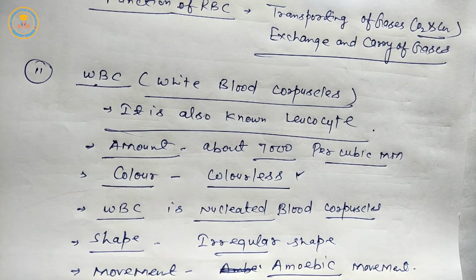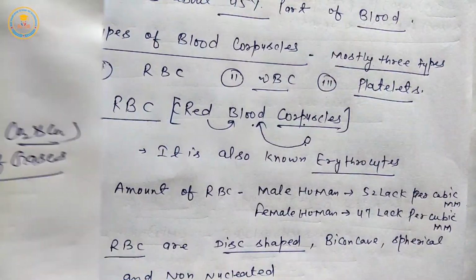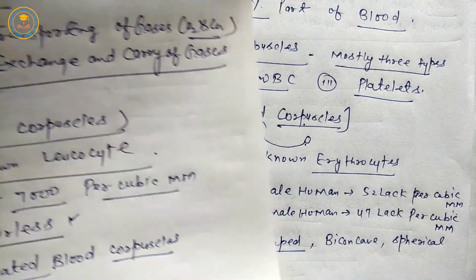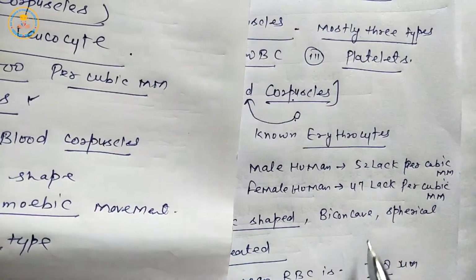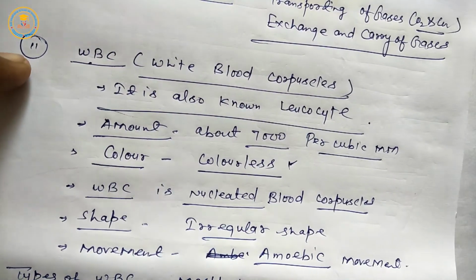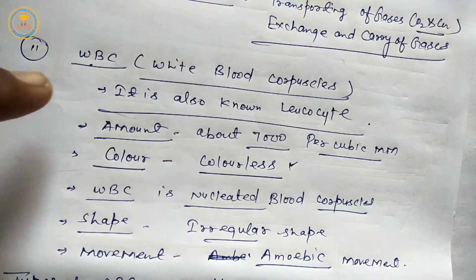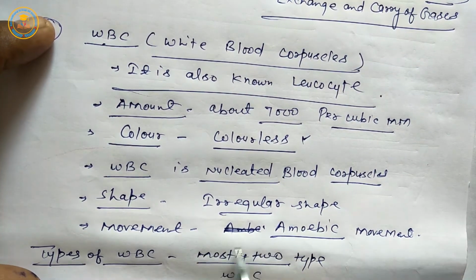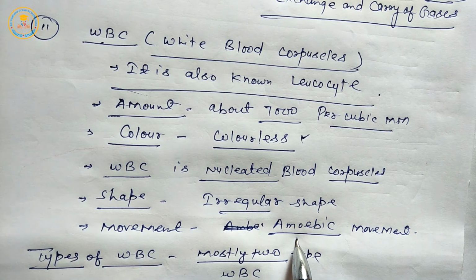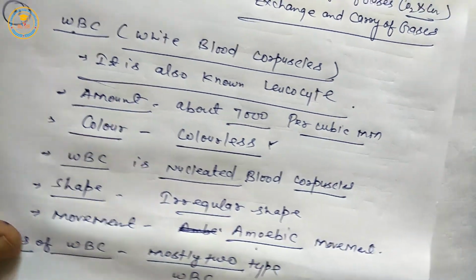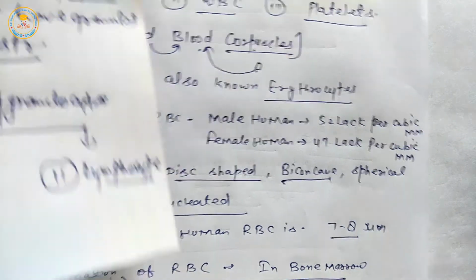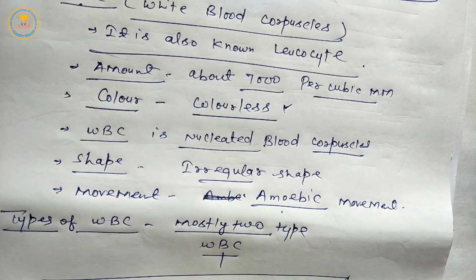RBC is non-nucleated or anucleated structure, but shape is biconcave. But WBC is nucleated blood corpuscles, shape irregular, but movement is amoeboid movement. Next is lifespan, approximately 7 to 20 days, approximately 7 to 10 days, all types of WBC.